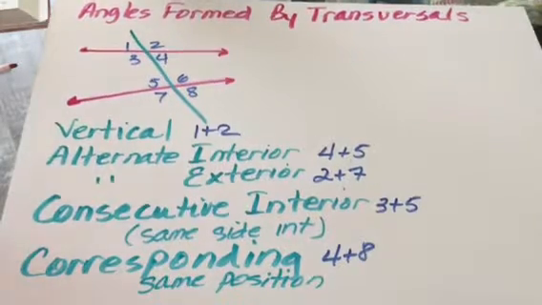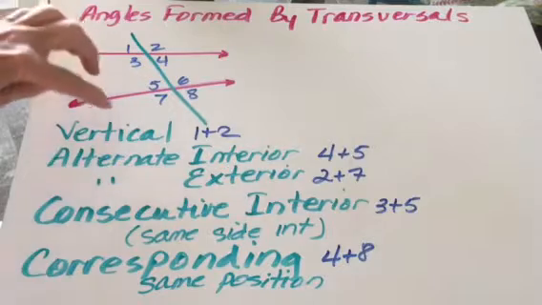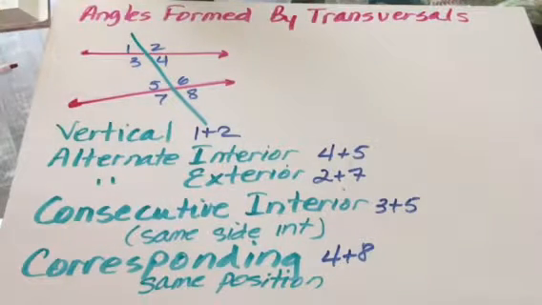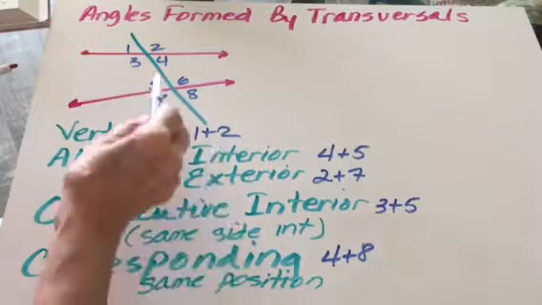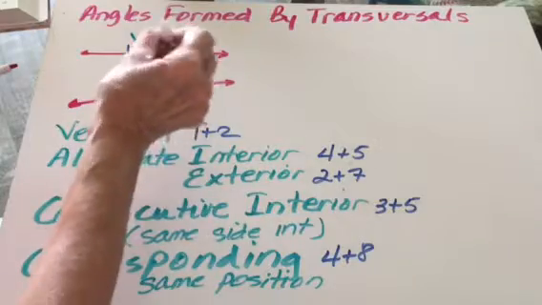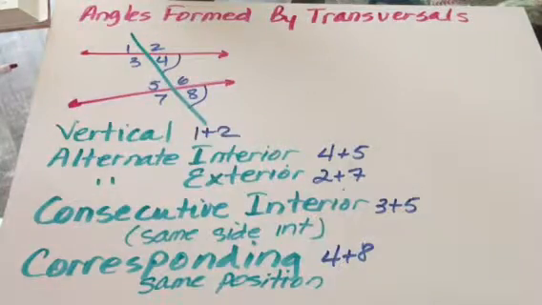Now, right now, I'm not saying that these angles equal each other. In other words, I'm not saying that this angle here and this angle here equal each other as far as size goes. All right? But we're just naming them.